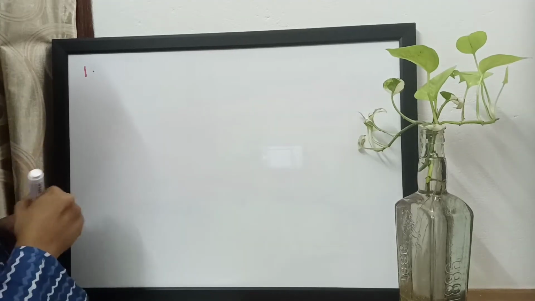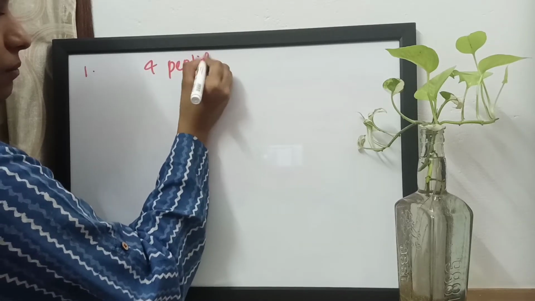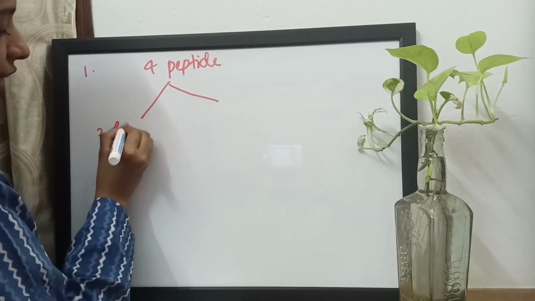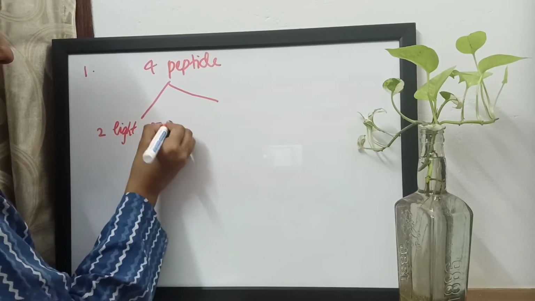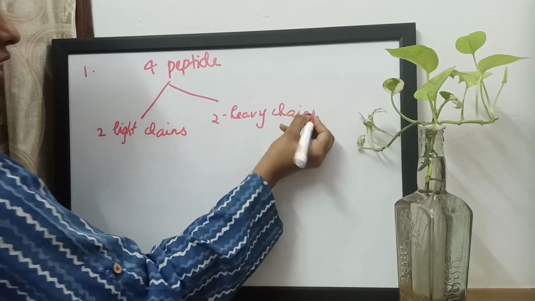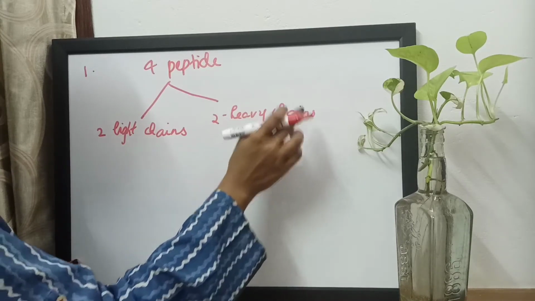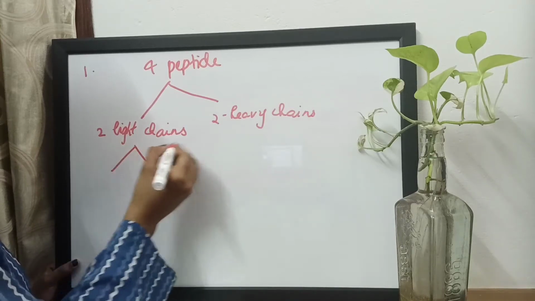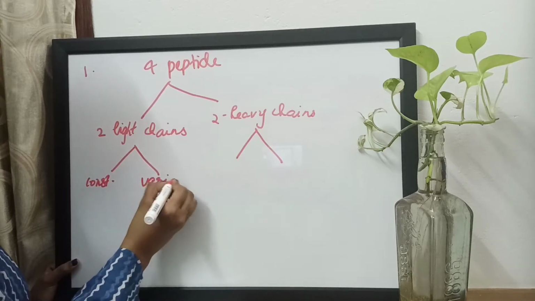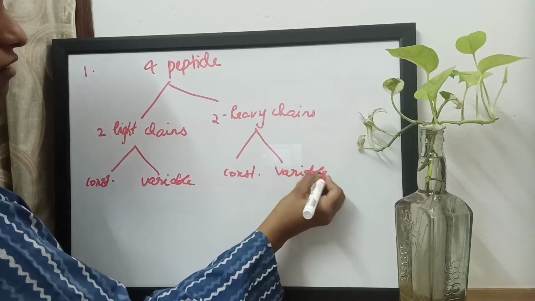So the second point is structure. An immunoglobulin molecule is made up of 4 peptide chains, and they have 2 light chains and 2 heavy chains. The light chain is identical in all immunoglobulins. It remains the same. It's the heavy chain that varies. Now both light chain and heavy chain are divided into two: constant and variable region. Both of these have a constant and variable region.